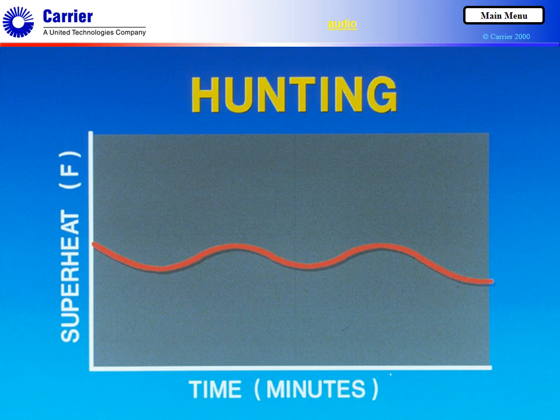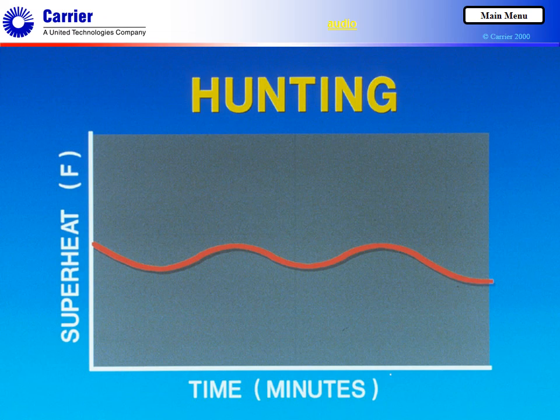When flow through the thermostatic expansion valve drops below 30%, the valve will not hold a constant setting. It loses its ability to maintain a constant superheat, and it begins a process called hunting. When hunting, the valve alternately overfeeds the evaporator and then underfeeds the evaporator.